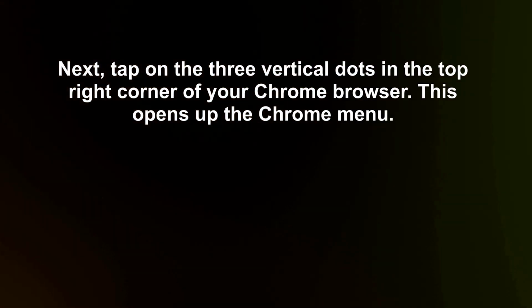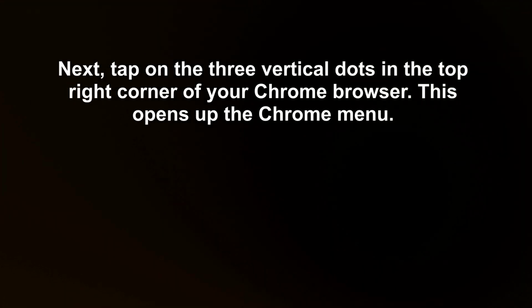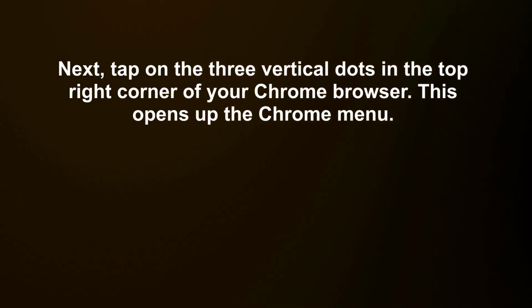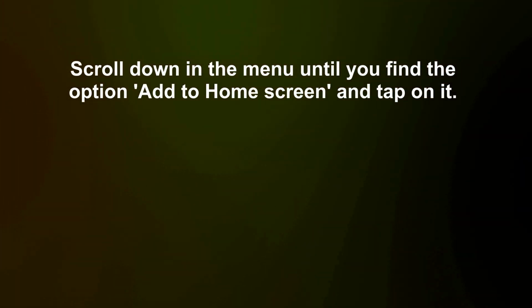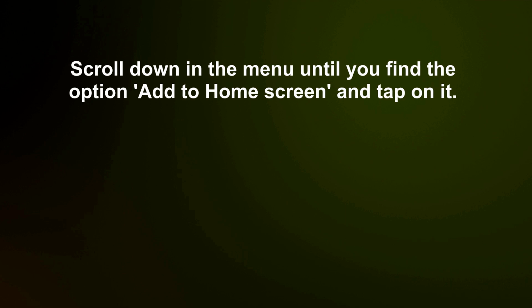Next, tap on the 3 vertical dots in the top right corner of your Chrome browser. This opens up the Chrome menu. Scroll down in the menu until you find the option Add to Home Screen and tap on it.